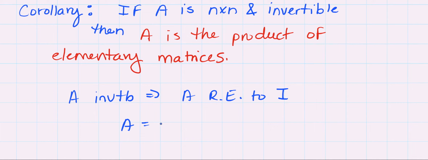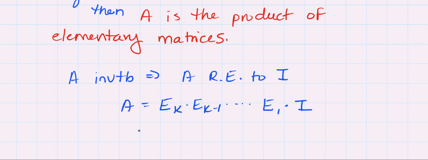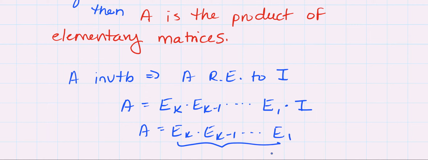So that means A is equal to EK times EK minus 1 ... E1 times the identity. But then anything times the identity is just itself. So we get that A is equal to this EK minus 1 all the way to E1. And you can see this is a product of elementary matrices. So A is invertible, it's a product of elementary matrices, and so is its inverse.